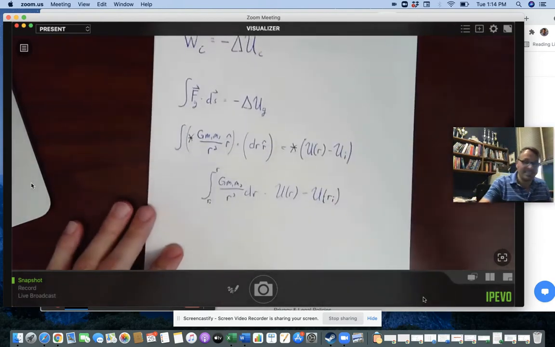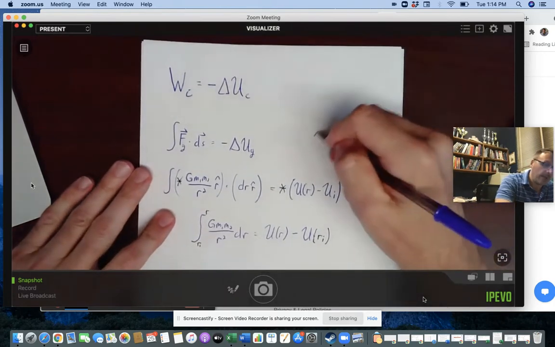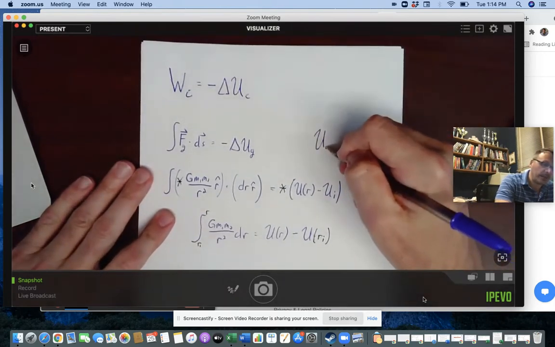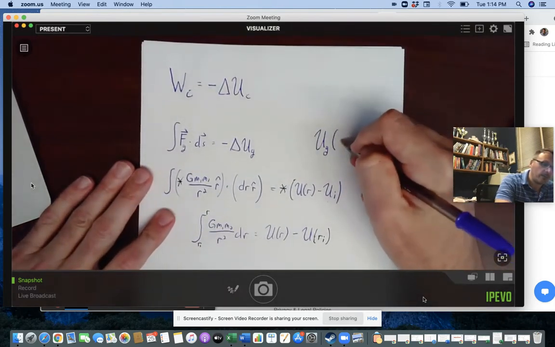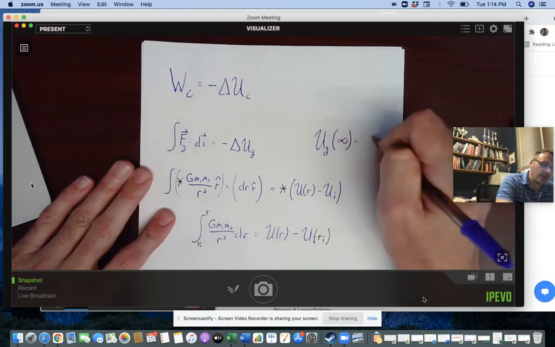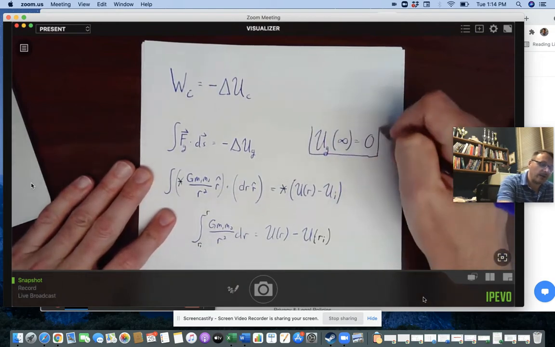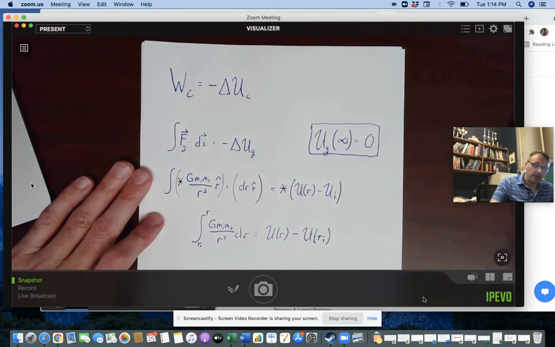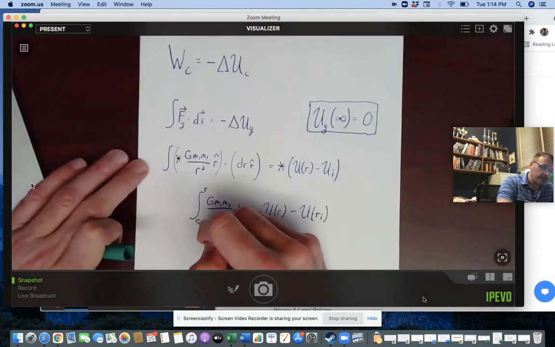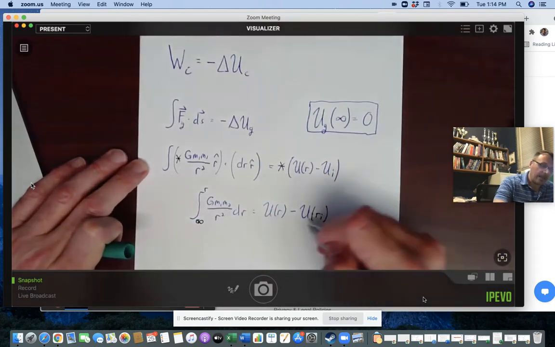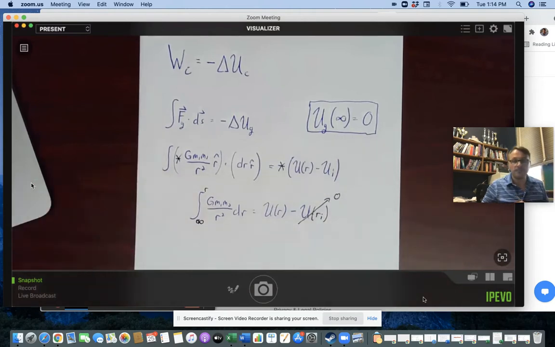We're going to make a definitional argument here, and say the gravitational potential energy is equal to 0 at infinity, and that's just the way we define things. So in other words, what's going to happen here is this upper limit is going to become infinity, and that is going to then go to 0.